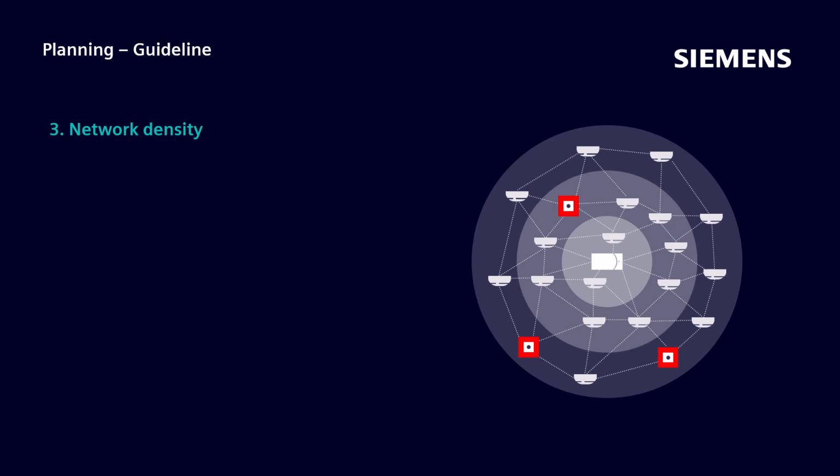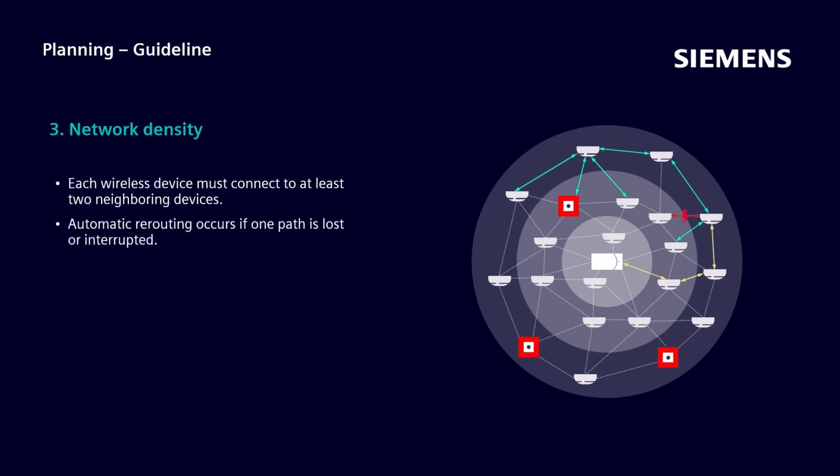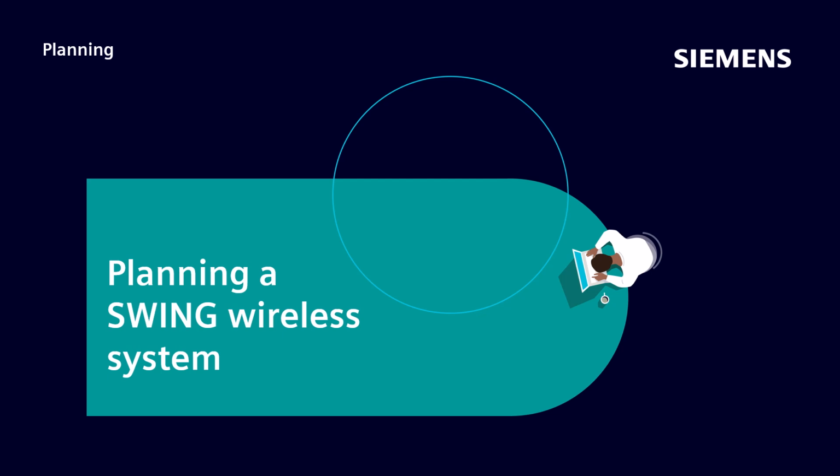The third planning rule focuses on network density. Each wireless device must have at least 2 connections to neighboring devices. This ensures the system can automatically reroute communication if one path is lost or interrupted. The more devices you include in the network, the more communication paths are created, leading to greater stability and higher reliability for the entire system. Now that you're familiar with the SWING system and understand the key rules and requirements, it's time to show you how to plan a SWING wireless system step by step.